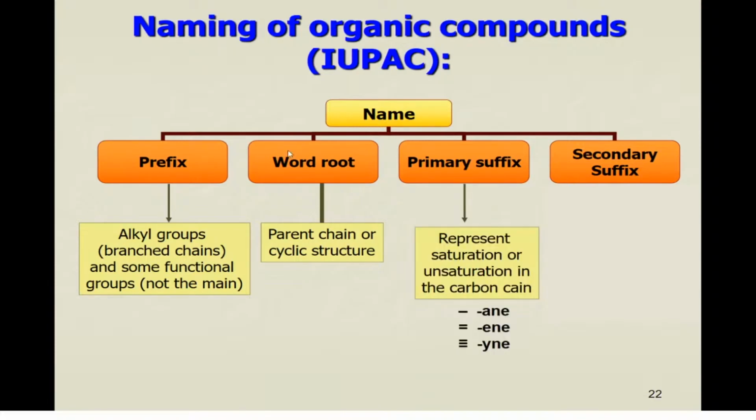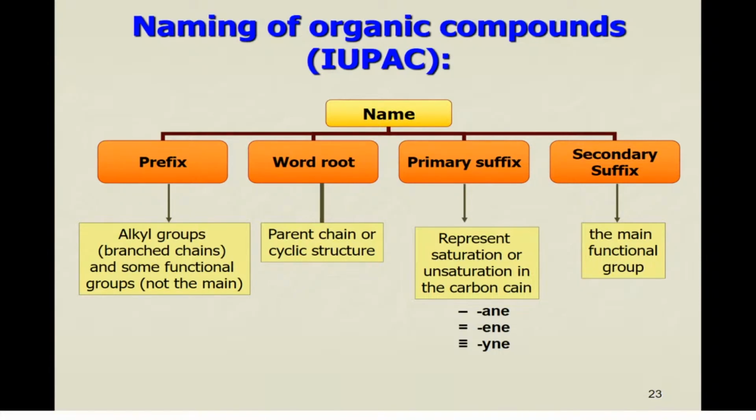Primary suffix. The primary suffix depends on the nature of the multiple bond. It's saturation, or more correctly, unsaturation. So if there are only single bonded carbons in our parent chain, it's the ane suffix. Double bond is en, triple bond is yne. And the secondary suffix, I told you, is only present if there is a functional group, the main one, and it should be named among the secondary, that means the secondary suffix.